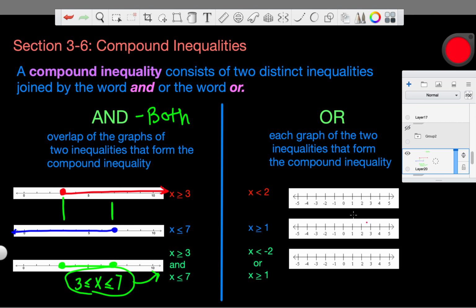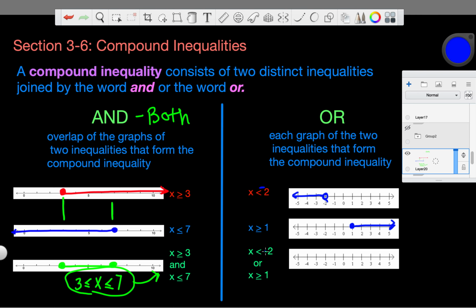So let's first graph x is less than 2. So we have an open circle at 2 and everything less than 2. Now, we have x is greater than or equal to 1. This should be a negative 2. Delete. This should be a negative 2, okay? So we're going to have an open circle at negative 2 and everything to the left. Now for x greater than or equal to 1, we have a closed circle at 1 and everything greater than 1.